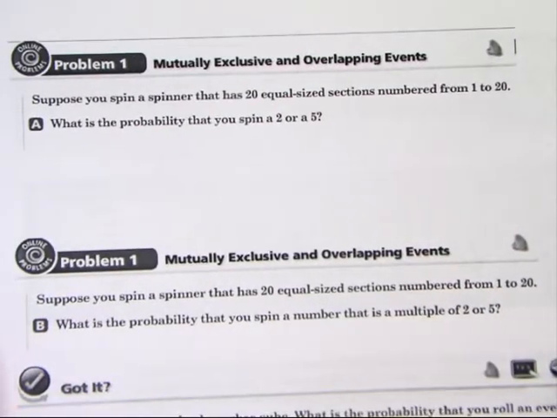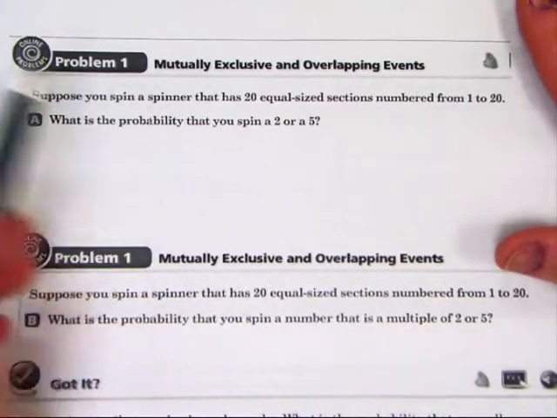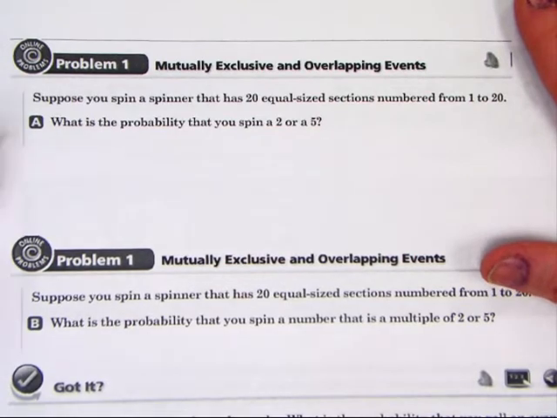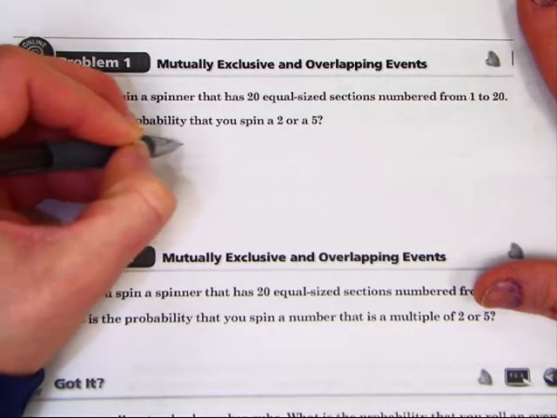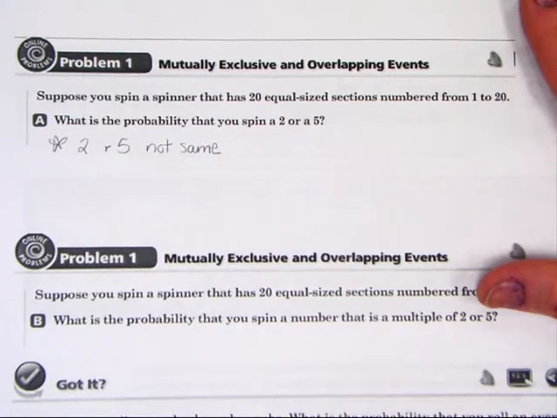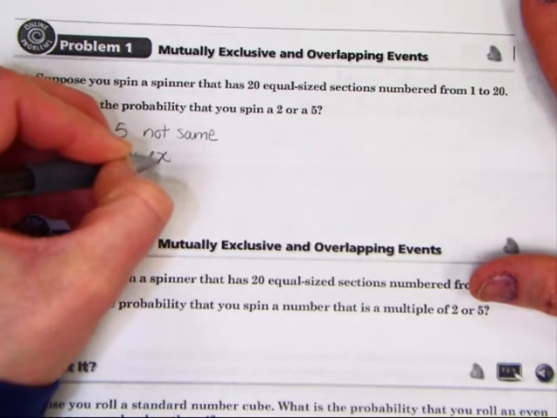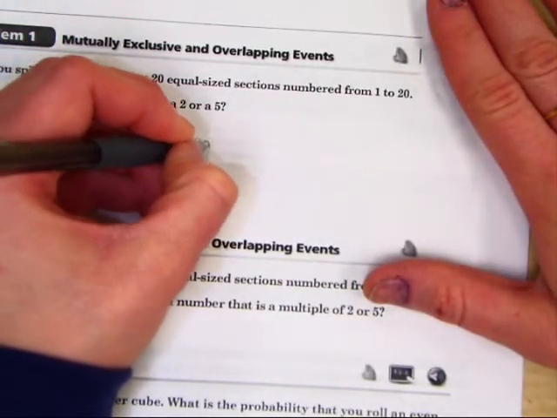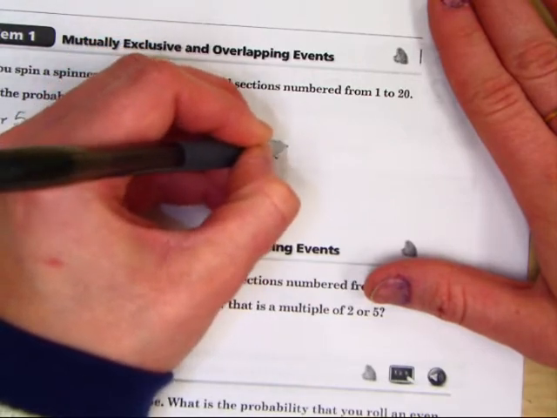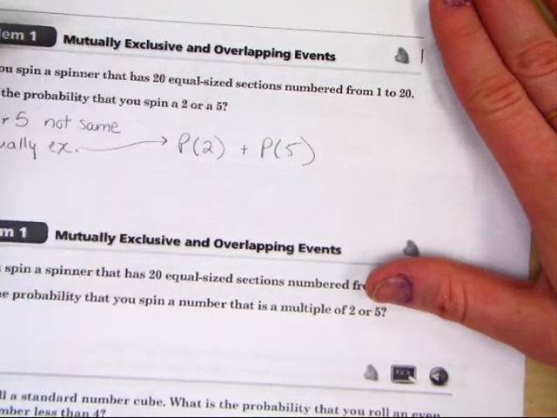Suppose you spin a spinner that has 20 equal-sized sections, numbered 1 through 20. What is the probability that you spin a 2 or a 5? Well, we need to acknowledge that since 2 and 5 are not the same, this is what we call a mutually exclusive event. They can never equal each other. So we take the probability of spinning a 2 and add the probability of spinning a 5. Again, this is because they are mutually exclusive and we have the word or separating them.